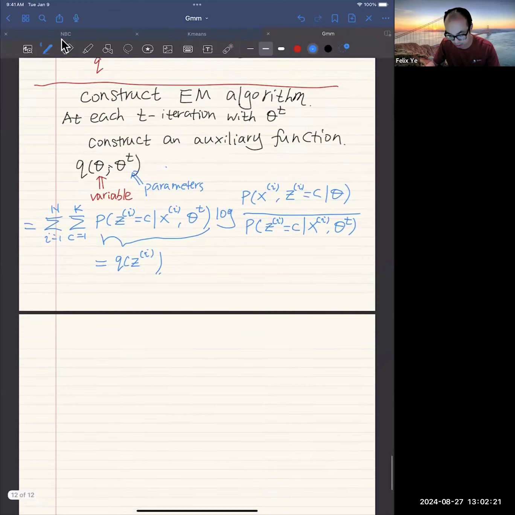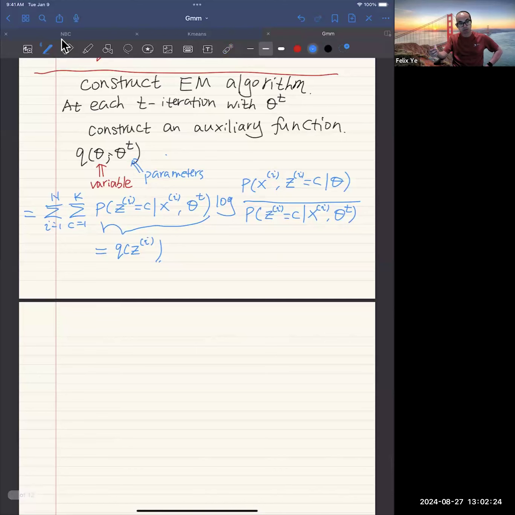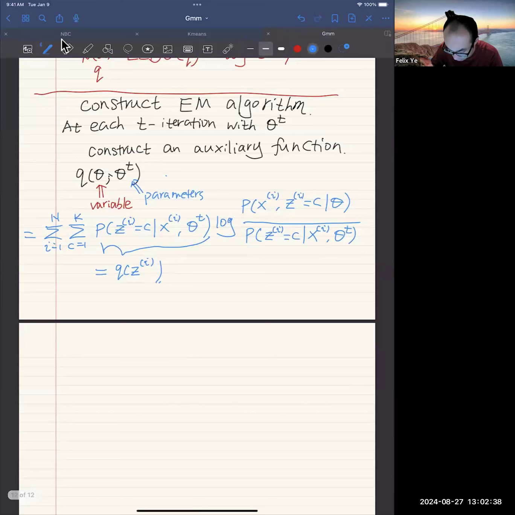So the key thing is we know this, and so this whole thing is basically the evidence lower bound. This strictly follows the definition of the evidence lower bound. If you replace this whole thing by the q(z_i) equal to c, this is nothing but the evidence lower bound. So this is the ELBO of the log likelihood.